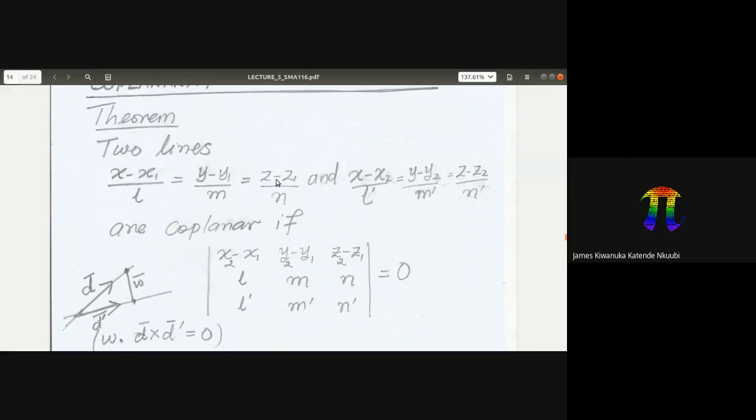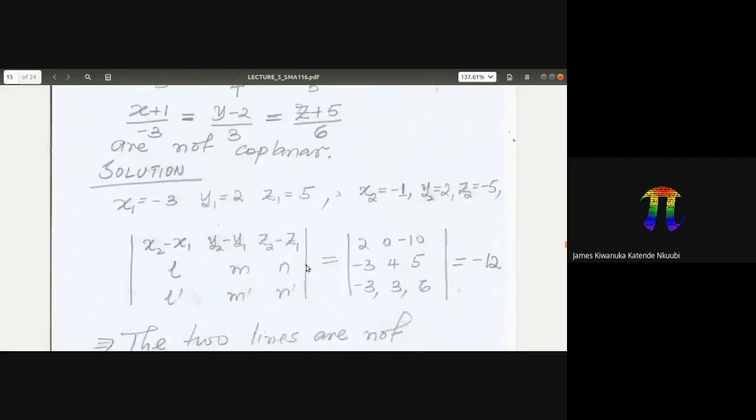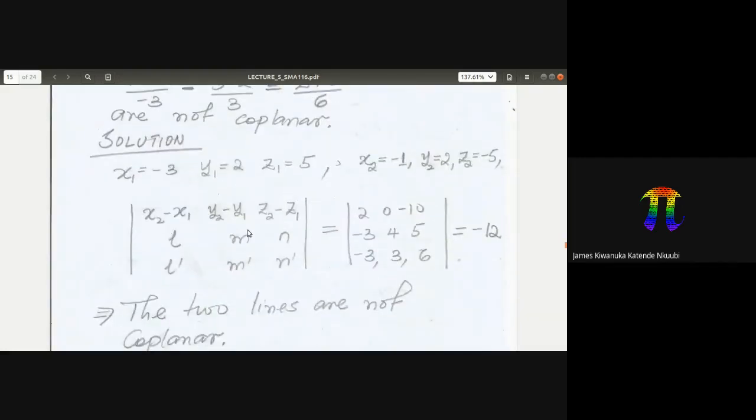You see x1, y1, and z1. Then you have x2, y2, and z2. So we're just picking those points, and we're going to plug them into this matrix and get a determinant. And that's exactly what we do here. And we get the determinant is -12. Now the determinant is not 0, so it means that those two lines are not on the same plane. If the determinant was 0, then they would be on the same plane.